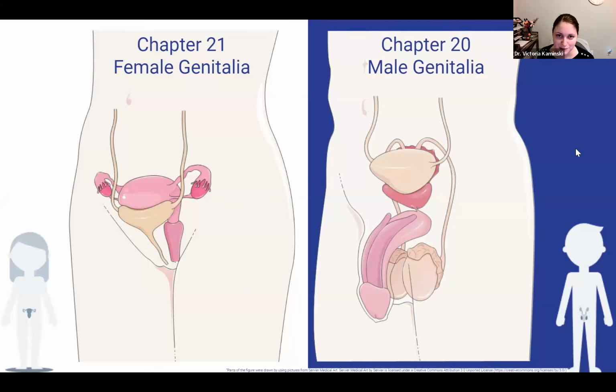Also featured in your reading this week, as I discussed, are chapter 20 and chapter 21, where you're discussing male and female genitalia, as well as sexually transmitted infections, which we'll talk about in the next slide.